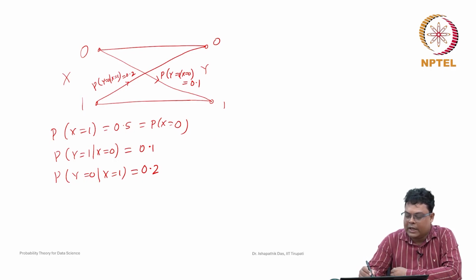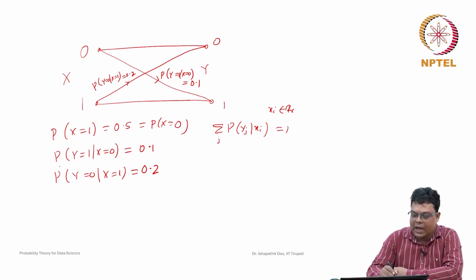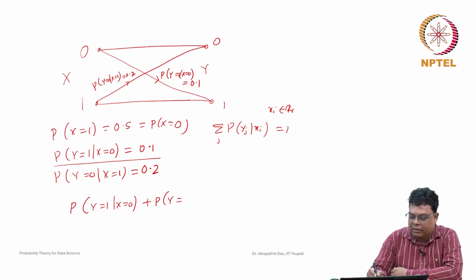We know that for any conditional probability mass function, if you take the summation over yj given particular values of xi, for fixed xi belonging to the range of x, the sum will be equal to 1. So, here if you fix x equal to 0, then y can take 1 or 0. So, the sum is the probability that y is equal to 1 given x equal to 0 plus the probability that y is equal to 0 given x is equal to 0.